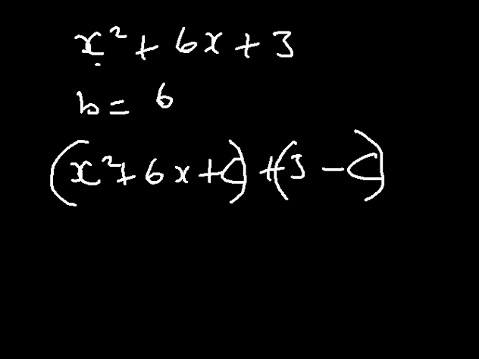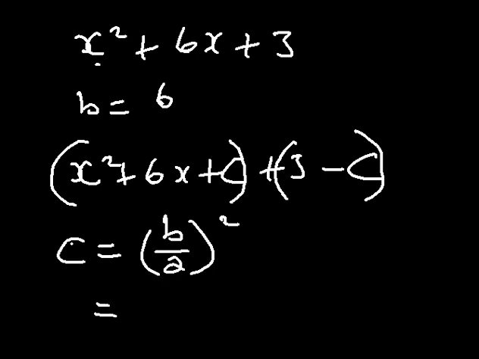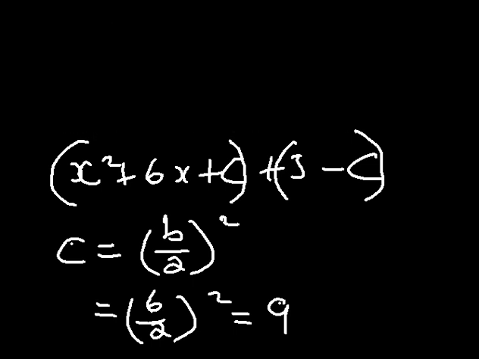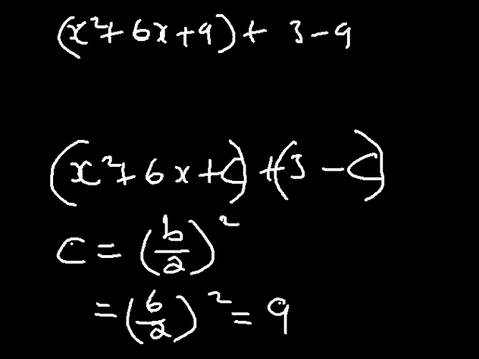Now, how should you solve for c? The c is given as the formula b over 2 to the power 2. And what is the b? We have it as 6. Divide by 2 over the power 2. That will be given as 9. So which means we should have x squared plus 6x plus 9, like that, and plus 3 minus 9.